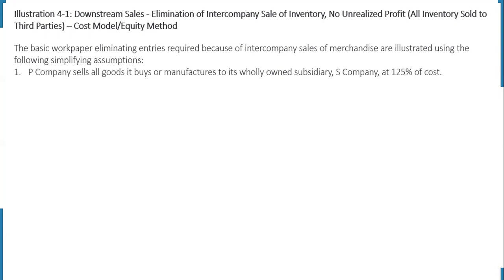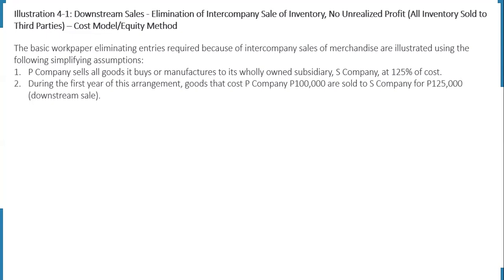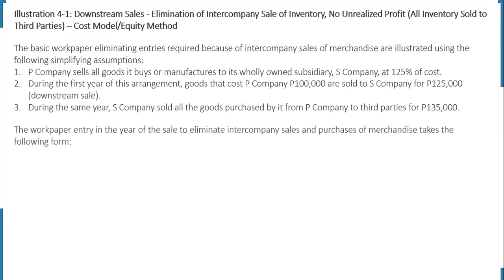P company sells all goods it buys or manufactures to its wholly owned subsidiary S at 125% of cost. So meaning there is a markup equal to 25%. Now the parent is P and the subsidiary S. During the first year of this arrangement, goods that cost P Company 100,000 are sold to S Company for 125,000, or a downstream sale. During this same year, S Company sold all the goods purchased by it from P Company to third parties for 135,000. So we have now the data.